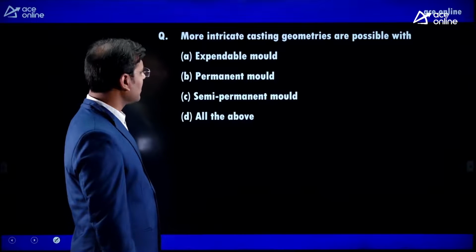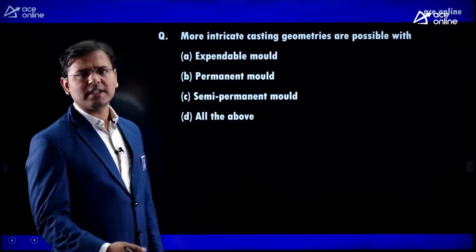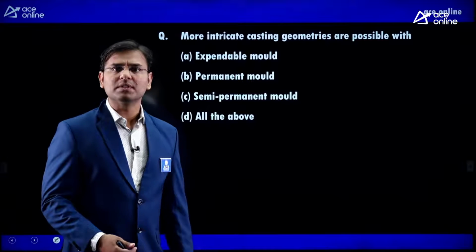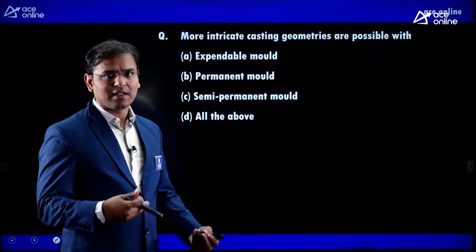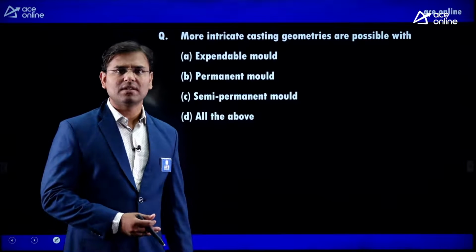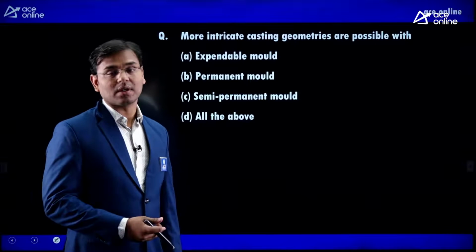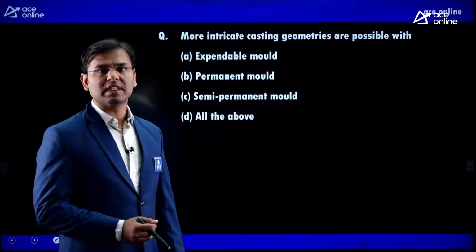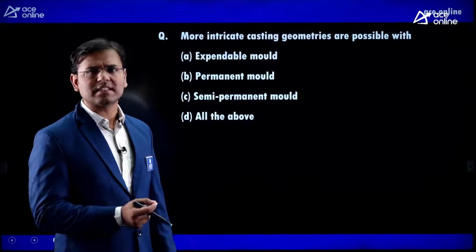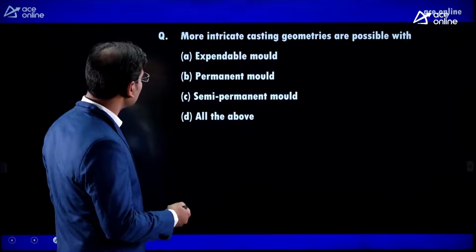Next question: more intricate casting geometries are possible with which method? If you are buying gold ornaments and ask in that shop which method they are using, I don't think they will tell you directly that they are using investment casting, but they will say they need wax to make the gold or silver ornaments. They are using investment casting, and you can see how critical the shapes are, hence more intricate casting geometries are possible.